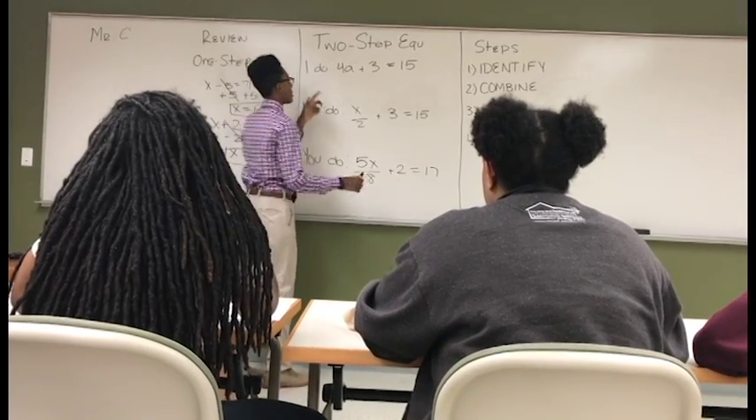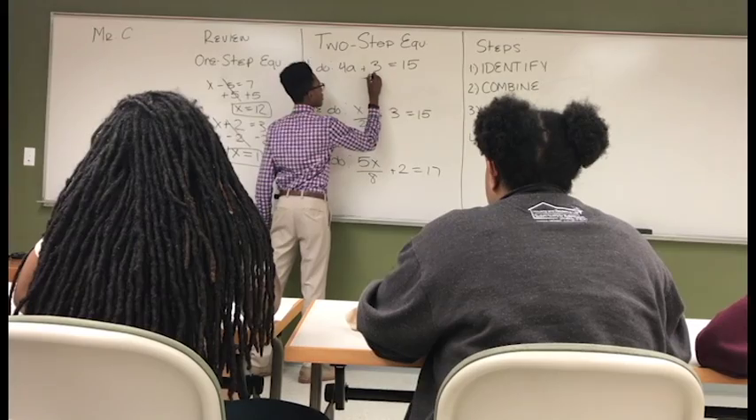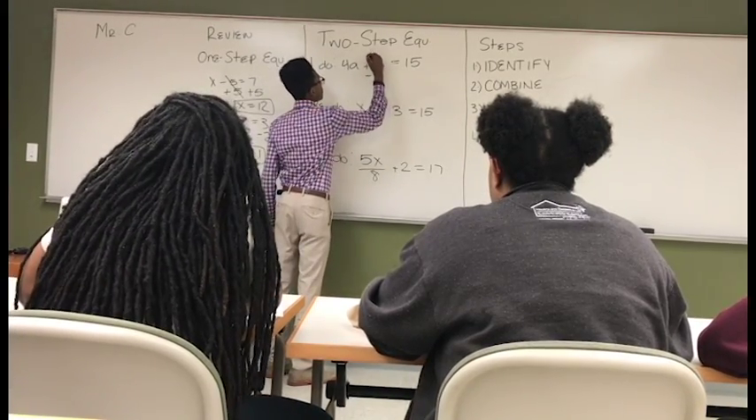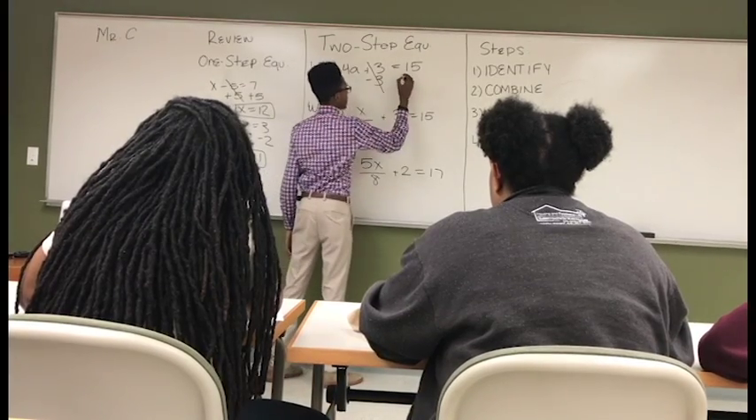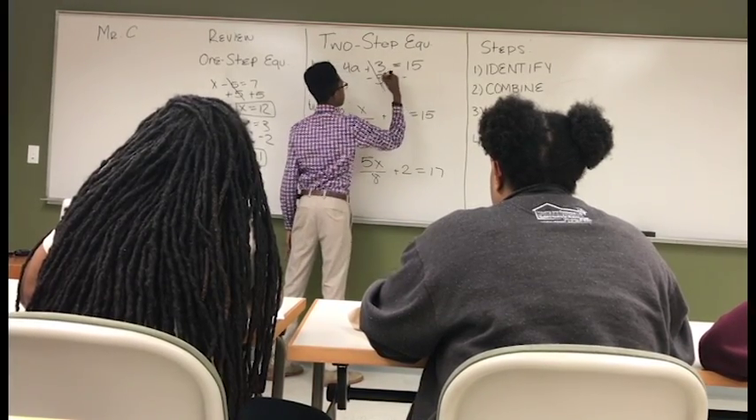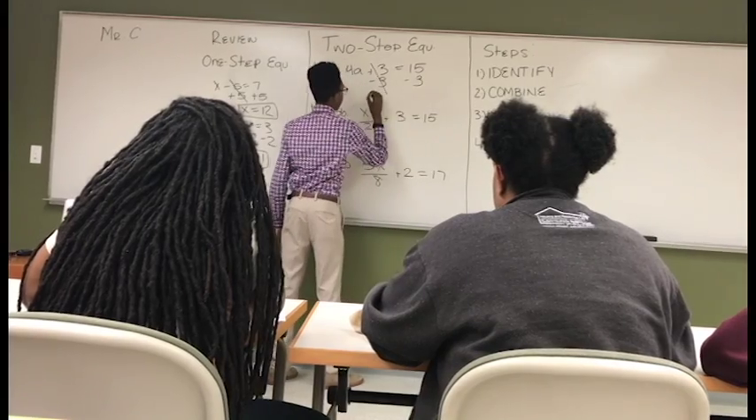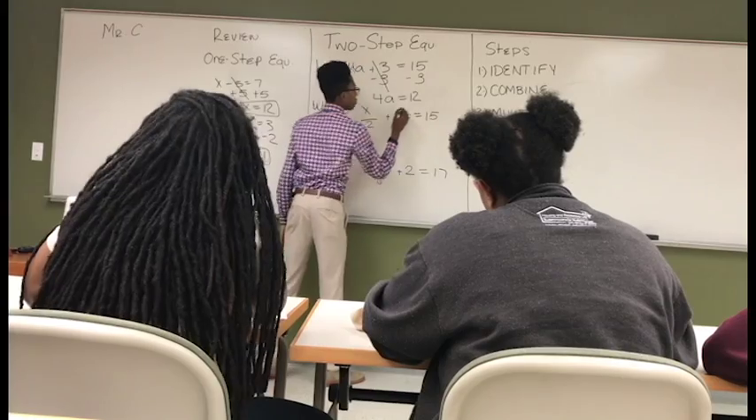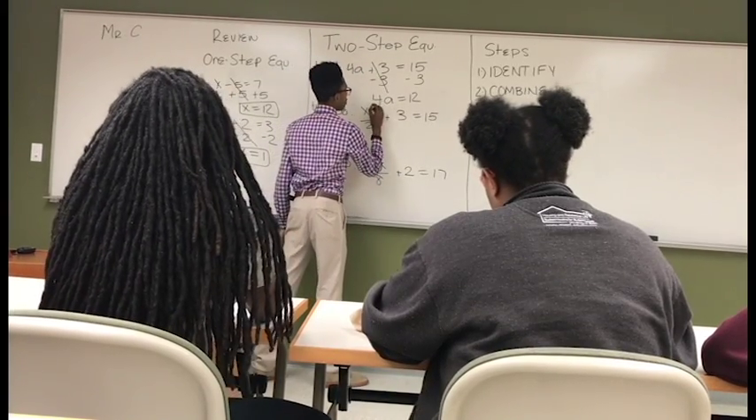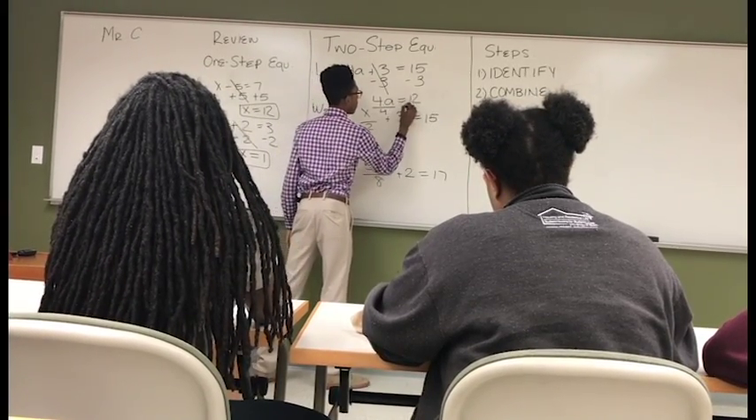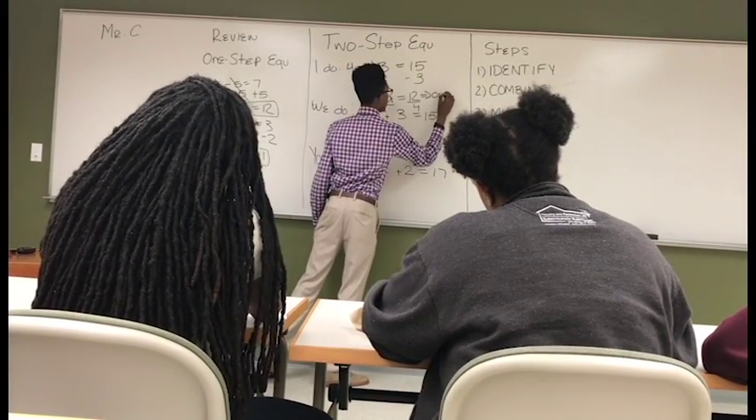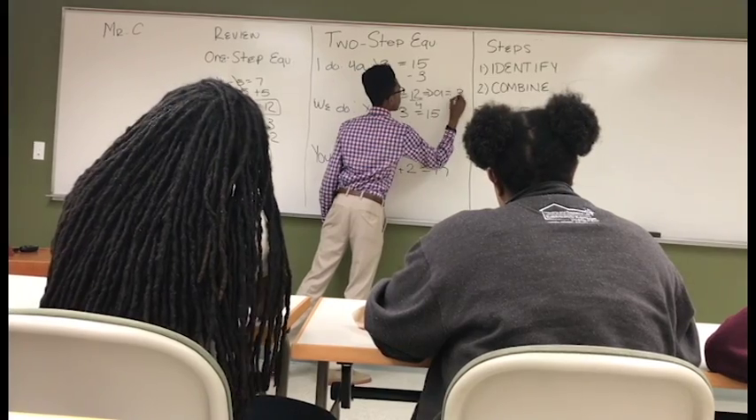Okay, so for the first step, I'm going to subtract 3 to isolate the a, and I subtract it from this side too because it's still an equation, so what we do to one side we have to do to the other. So then you get 4a equals 12, and you have to do the opposite. This is multiplication, so you divide by 4, and so you get a is equal to 3.